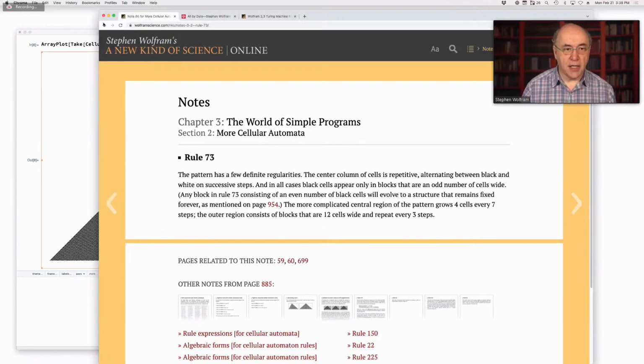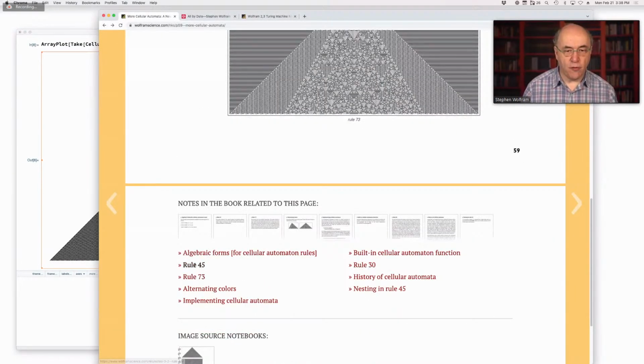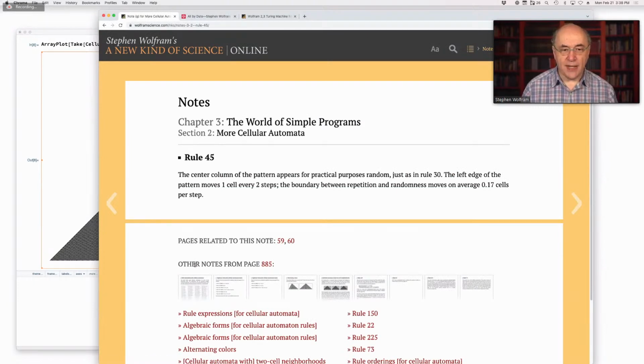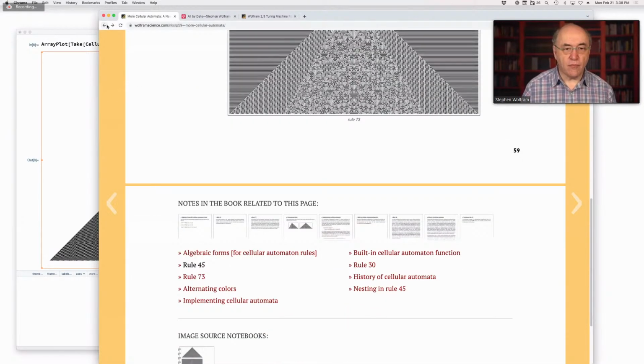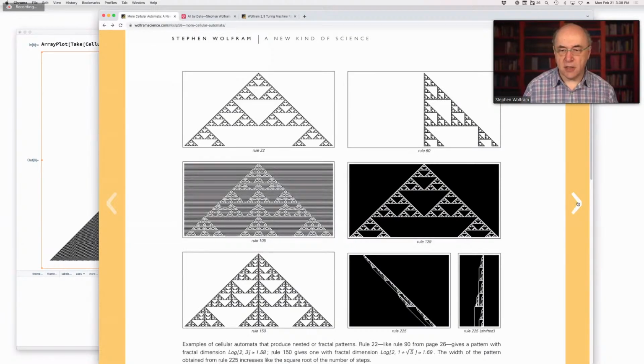Okay, let's take a look at some of these other comments here. Rule 45. Boy, these are such short comments. I mean, I spent so long studying each of these rules, and they were reduced to this is all we can say. The boundary between repetition and randomness moves on average 0.17 cells per step. I'm sure that was the result of a lot of actual computation to figure that out. Okay, back to the main section here.